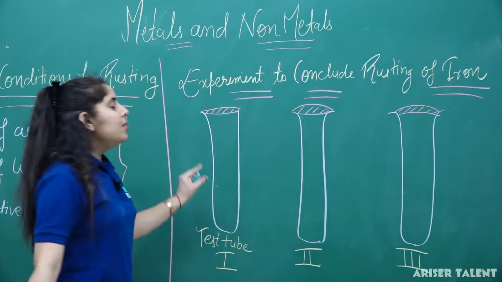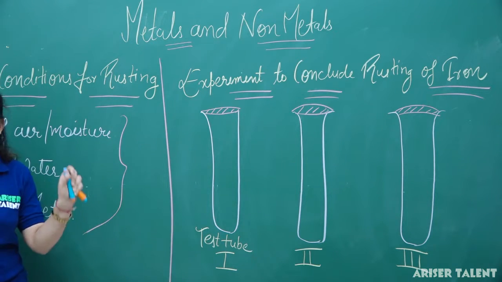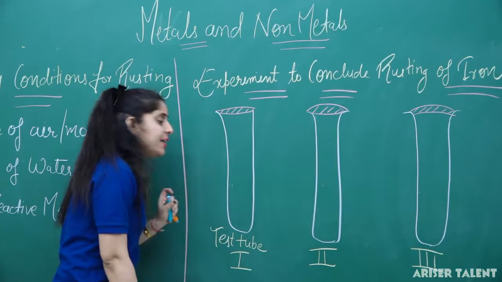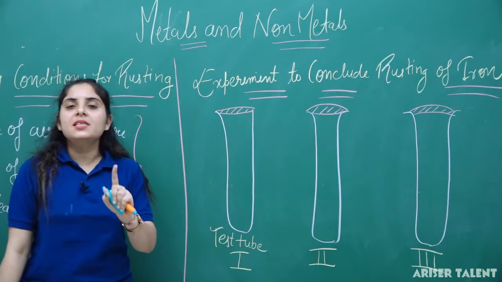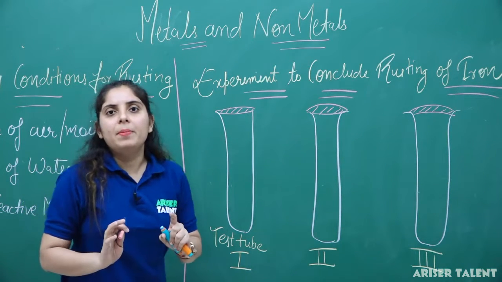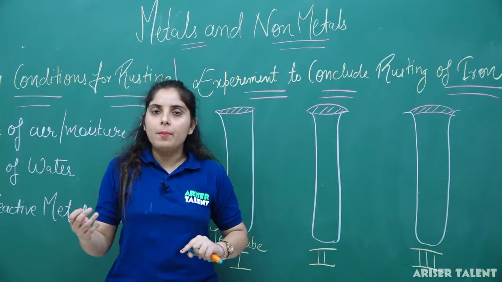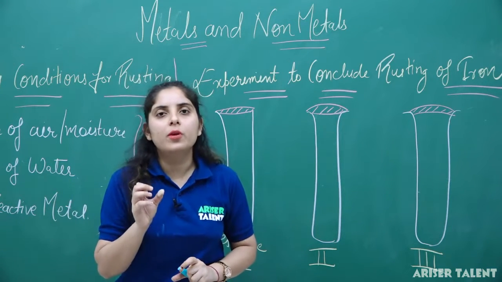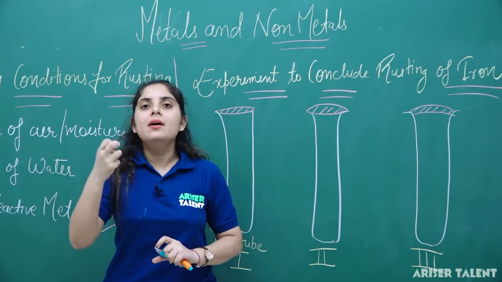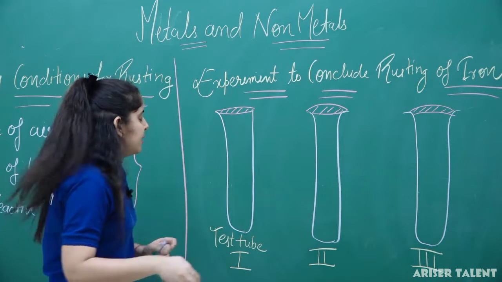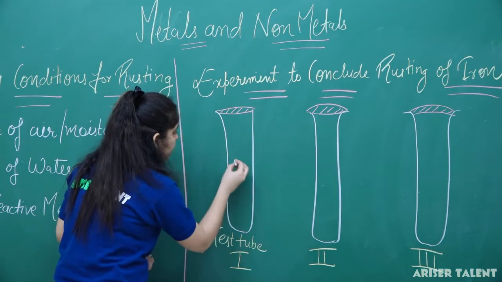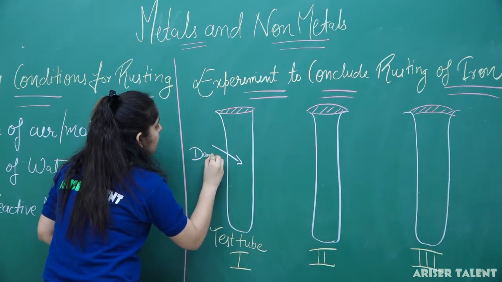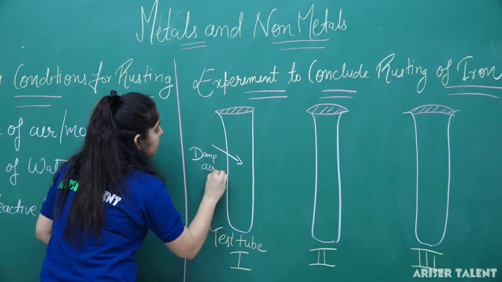Now, in all the 3 test tubes, we have a dipped iron nail. But the conditions here are, in the first case, we have taken damp air, no other component apart from it, only damp air, and added some anhydrous calcium chloride to it. So, it will absorb the moisture from that damp air present. So, what we have done here, we put here damp air.